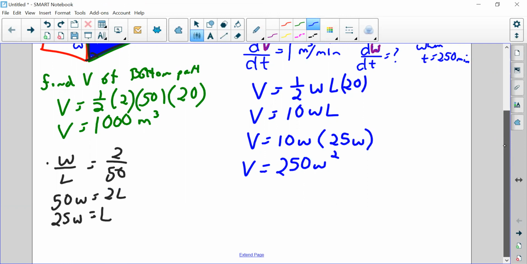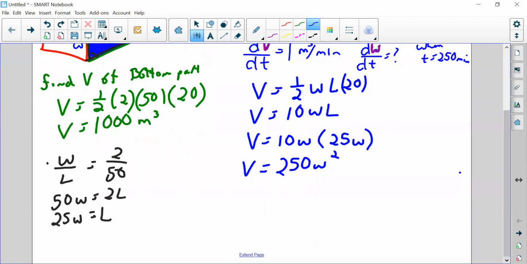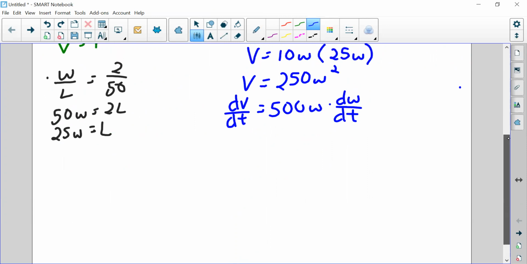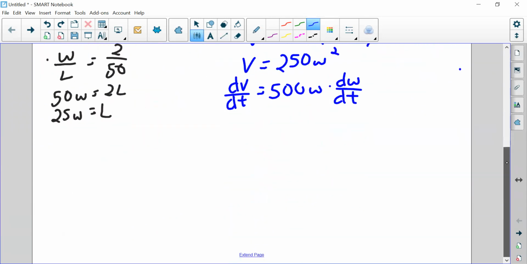What's the derivative on the left-hand side? dV/dt. And what's the derivative of the right-hand side? 500W times dW/dt. Don't forget the implicit. All right, now plug in what we know. Well, we were given that dV/dt is 1, so I can replace that with 1. I wanted to find dW/dt, so that's my variable.